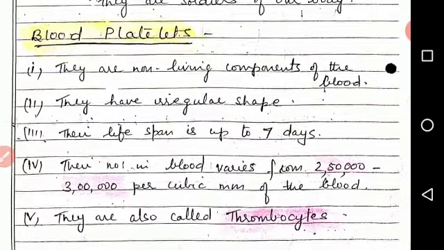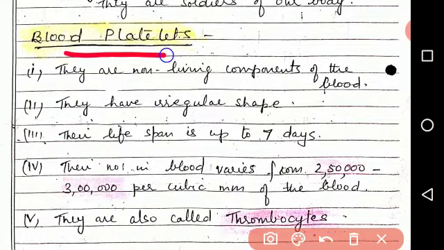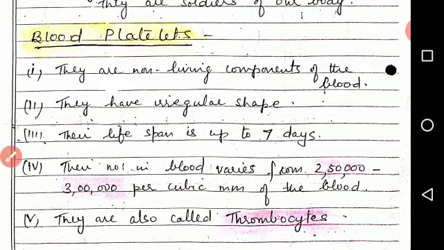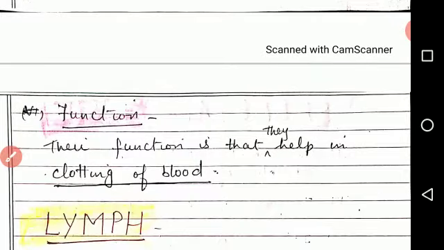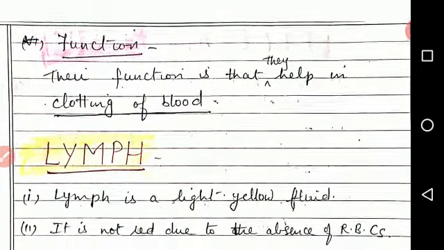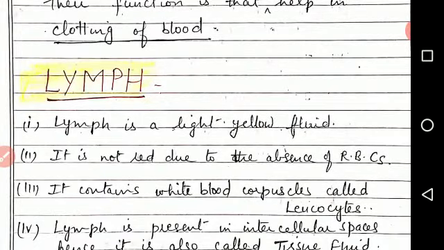Third type of blood cells are blood platelets. They are non-living components of the blood. They have irregular shape. Their lifespan is up to 7 days. Their number in blood varies from 2,50,000 up to 3 lakhs per cubic millimeter of the blood. They are also called thrombocytes. Function: the function of blood platelets is that they help in clotting of blood.